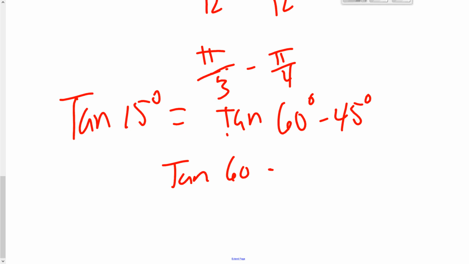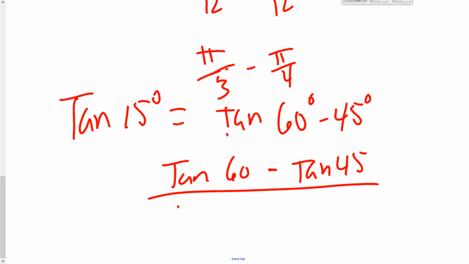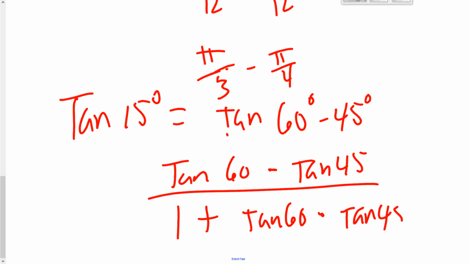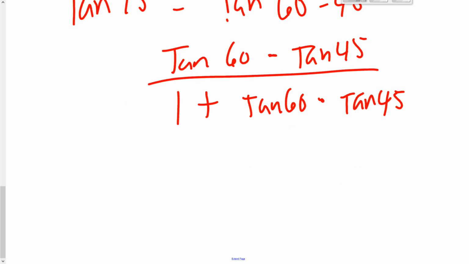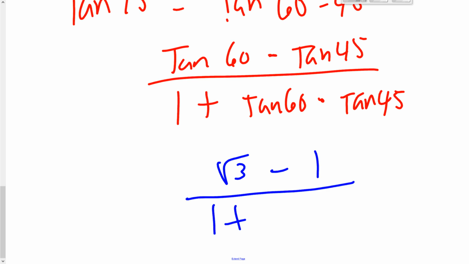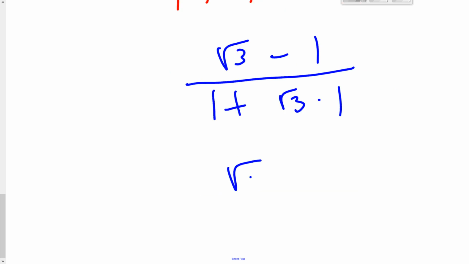Okay, so the tangent formula is tan of 60, always keep the sign the same on top, so subtract tan of 45. And then 1, switch the sign now, so plus tan of 60 times tan of 45. You can use your chart, you can use your left-hand method. So tan of 60 is pi over 3, so that means you're going to have root 3. And then tan of 45 is 1. And then on the bottom, we have tan of 60, which is root 3, times tan of 45, which is 1. So then we have root 3 minus 1 over 1 plus root 3.